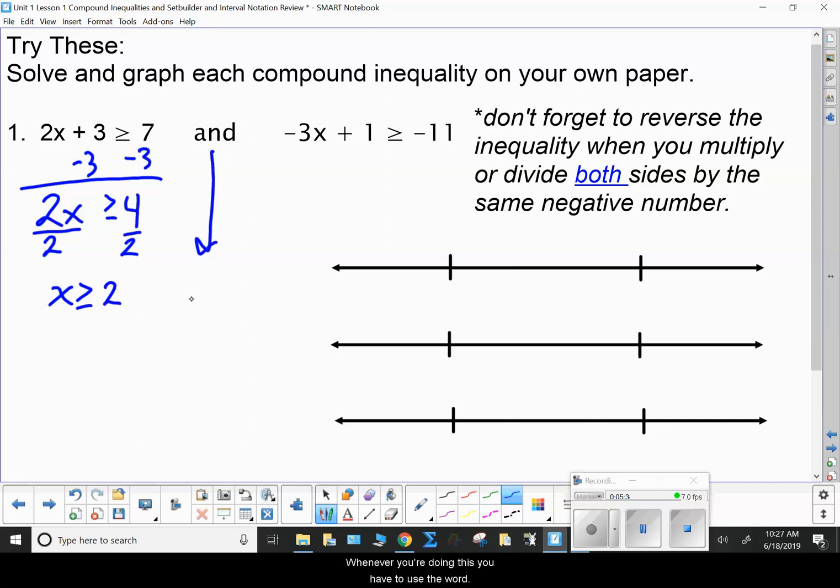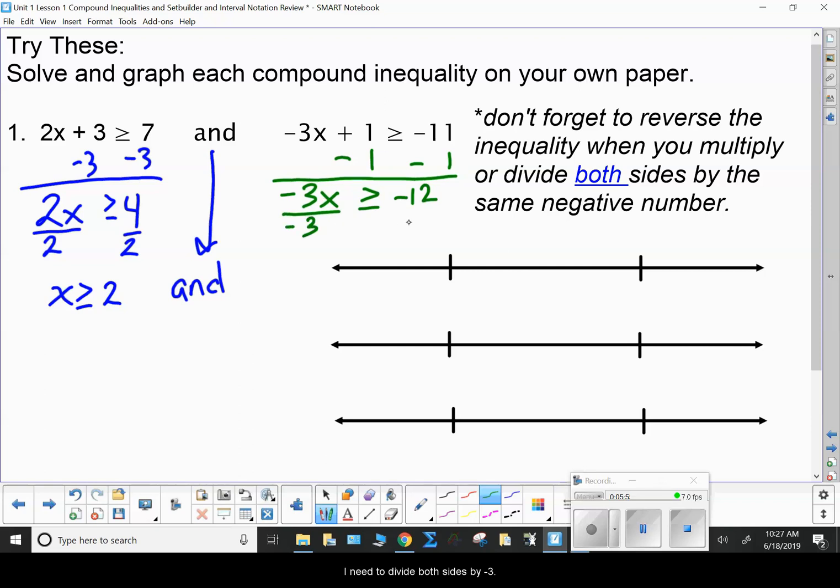Whenever you're doing this, you have to use the word. If you don't have the word, there's a difference between and or, so you've got to have the word in your final answer. I'm going to solve the second one by subtracting 1 from both sides, and I have negative 3x greater than or equal to negative 12. I need to divide both sides by negative 3, so x is less than or equal to 4. Remember that if you multiply or divide both sides by the same negative value, you have to reverse the inequality, which I did there. Now I've got 2 and 4.